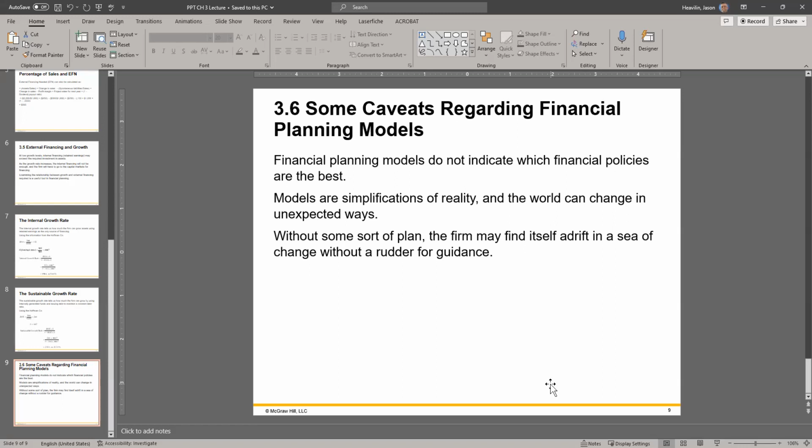Without some sort of plan, the firm might find itself adrift in a sea of change without a rudder for guidance. Meaning that even if it's an imperfect approach, it's better than nothing. So you've got to start somewhere with your planning. Then you can adjust, tweak, improve.